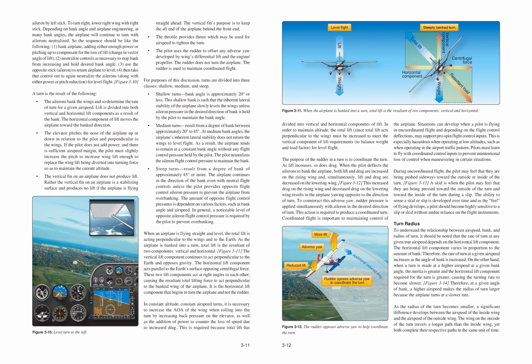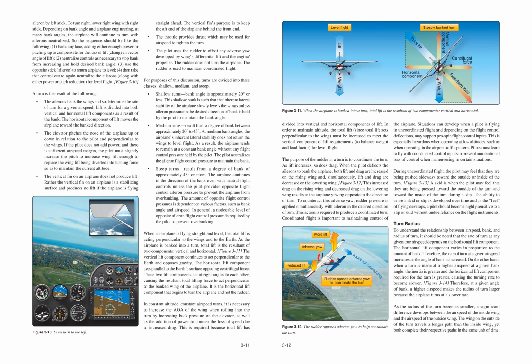So the sequence should be like the following: 1. Bank airplane, adding either enough power or pitching up to compensate for the loss of lift, change in vector angle of lift. 2. Neutralize controls as necessary to stop bank from increasing and hold desired bank angle. 3. Use the opposite stick, aileron, to return airplane to level. 4. Then take that control out to again neutralize the ailerons, along with either power or pitch reduction, for level flight.